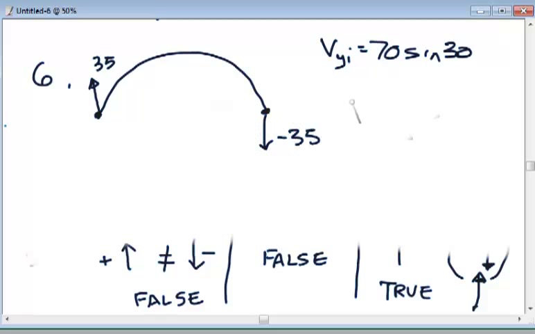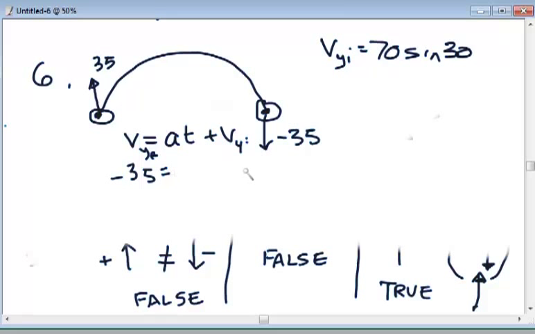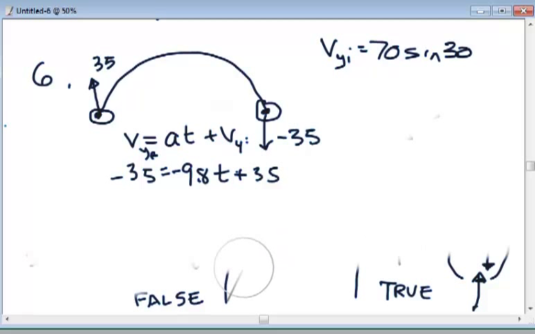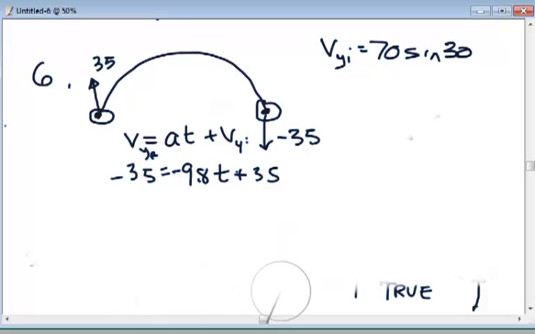And so we can use actually either of the two y equations that have time in them. Here I will use the one that is the middle, the first y equation, Vy final equals at plus Vy initial. So our final over here is minus 35. Our initial to start with is plus 35. Our a is minus 9.8, and our t is what we're solving for. And so we can solve that equation easily for t.